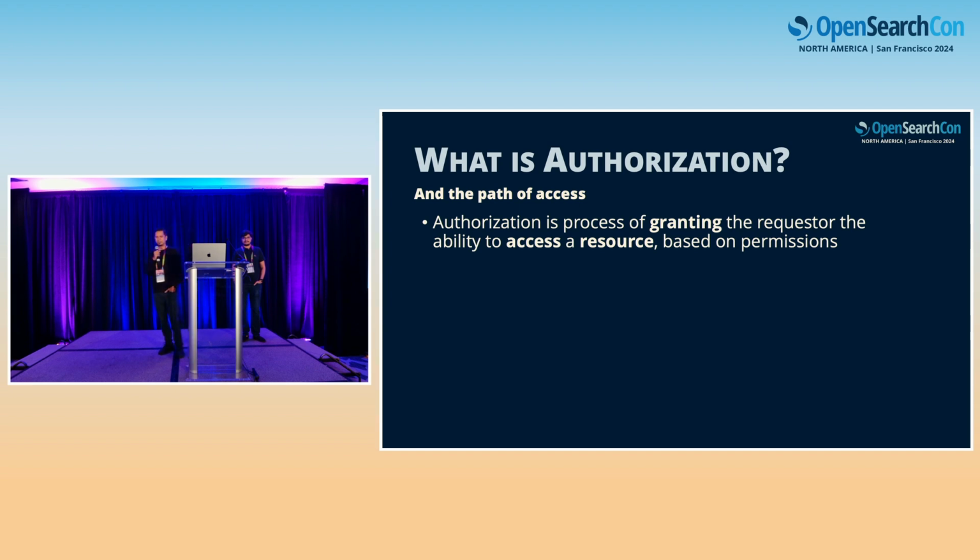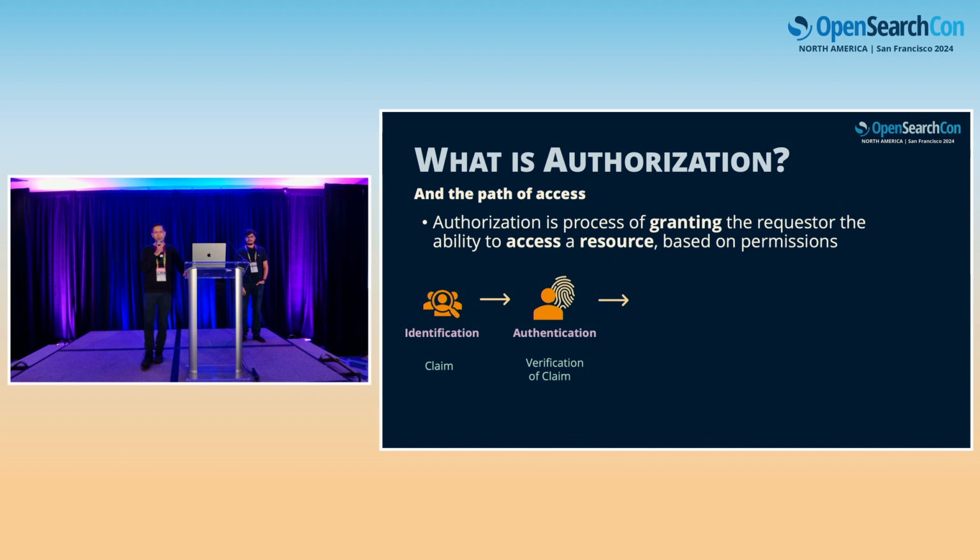To start with the basics, what is authorization? Authorization is the process of granting the requester the ability to access a resource based on the permissions the user has. Let's take the case of an airport. Before going to the airport, you need to have a passport. The process of giving a passport to you is called identification: identifying you as an individual, printing the passport, creating your profile. Once the identification is done, the next process is when you reach the airport, the security guard would stop you, check your face, and if that matches your passport, that process is called authentication.